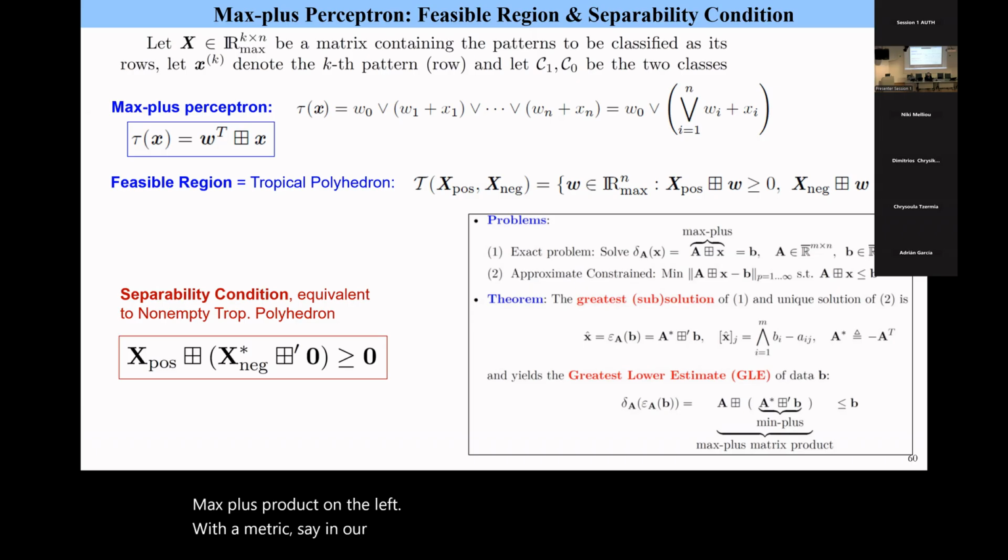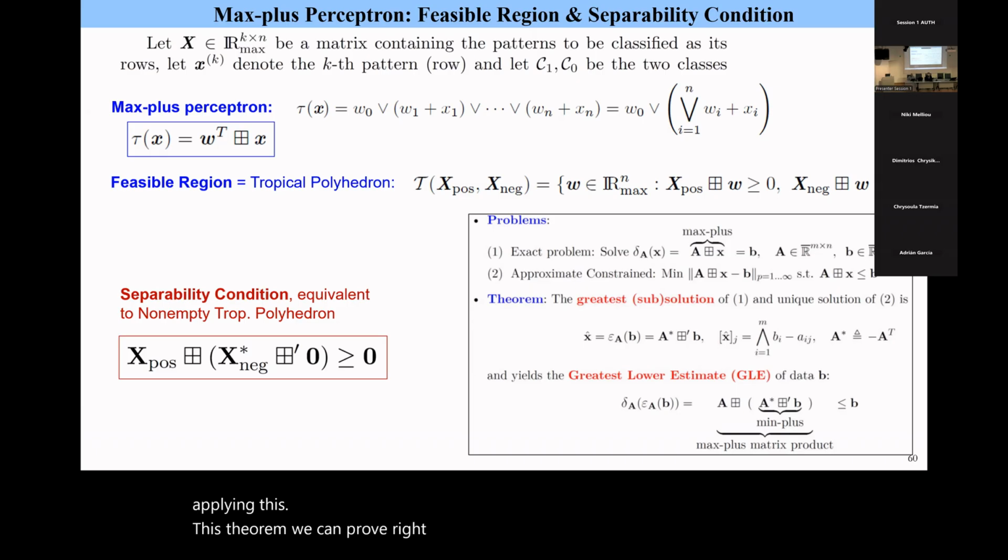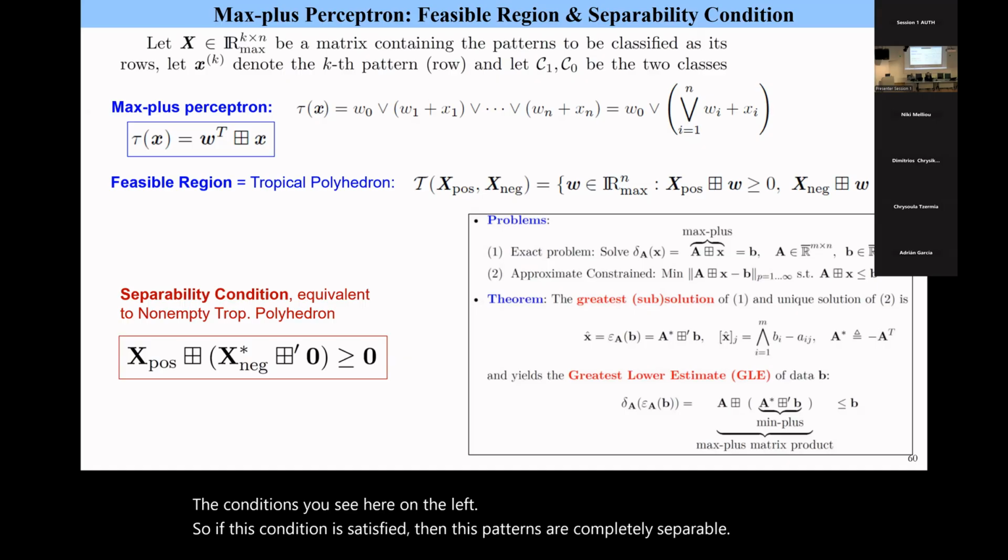In our case, the data vector B, if we look at the second inequality, the matrix X negative, max plus product with W, let's say equals 0, then the 0 for us is the data vector. So by applying this theorem, we can prove right away the condition that you see here on the left. So if this condition is satisfied, then these patterns are completely separable. So it's a very easy condition to check.